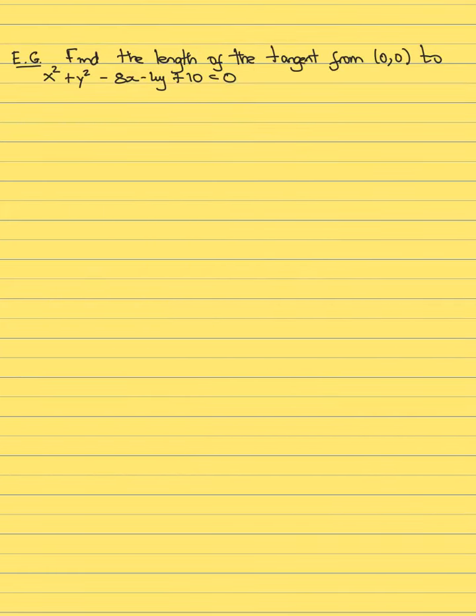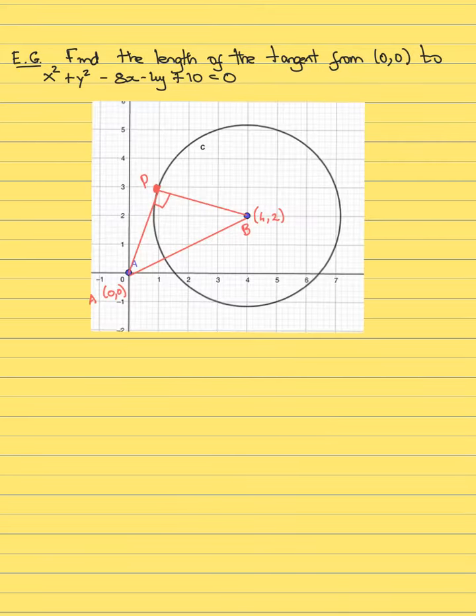So here we're asked to find the length of the tangent from the point 0, 0 to this circle. And here we have our diagram, and we have P, which is the point of contact. We don't know what the coordinates of that are, but we have the circle, and we have the point 0, 0. Now we know the centre of the circle is 4, 2, so we know that the tangent is perpendicular to the radius. PB is the radius.